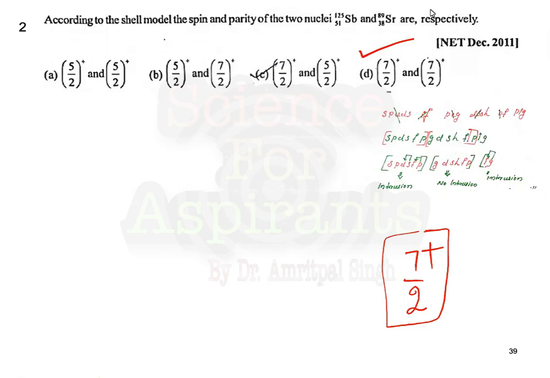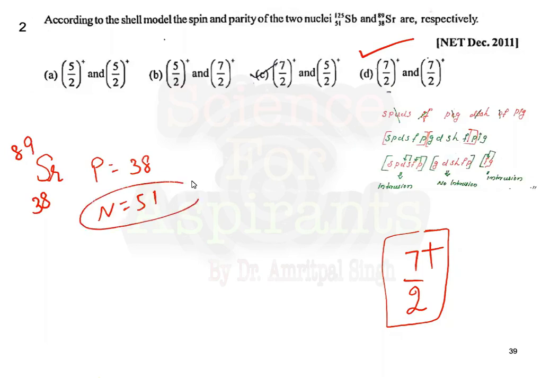And similarly for strontium, you will see that there are 38 and 89. So here the proton number is 38 and the neutron number is 51. So in the first case there are 51 protons, and here there are 51 neutrons. So both will have the same spin.